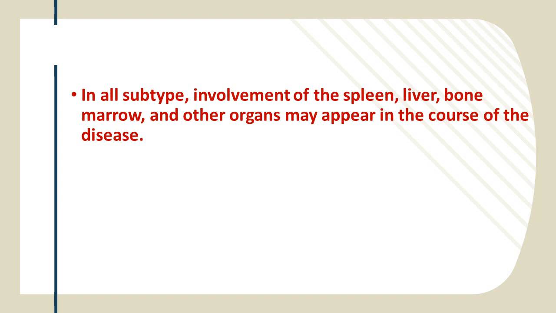Immunophenotyping plays an important role in distinguishing Hodgkin lymphoma from reactive conditions and other forms of lymphoma. In all subtypes, involvement of the spleen, liver, bone marrow, and other organs may appear in due course and takes the form of irregular nodules composed of a mixture of Reed-Sternberg cells and reactive cells, similar to what is observed in lymph nodes.